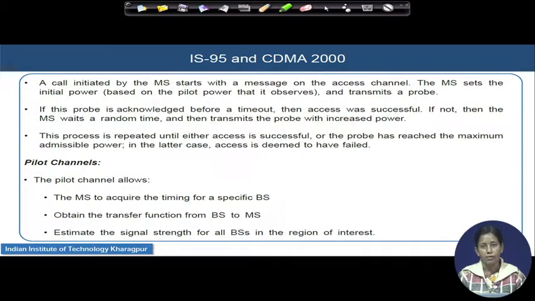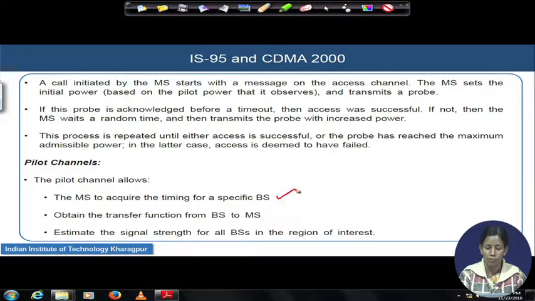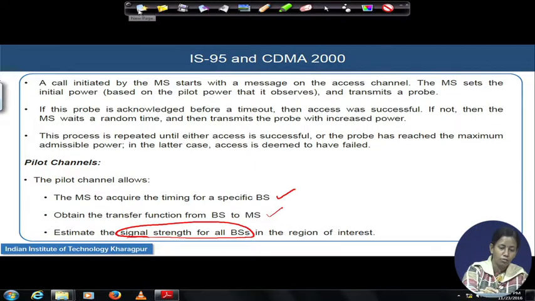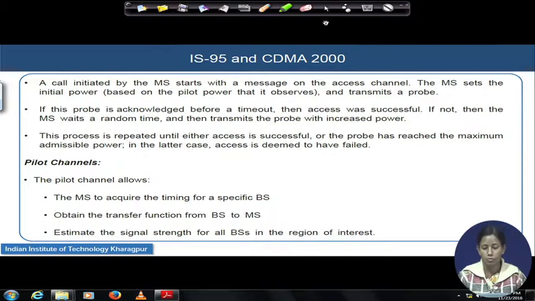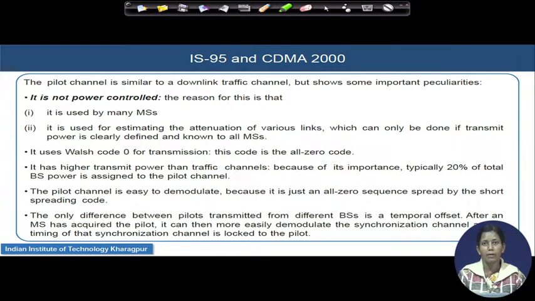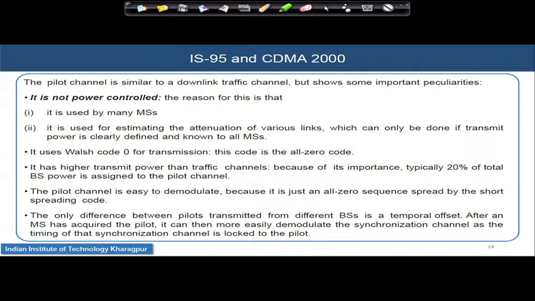Next comes the pilot channels. What information do the pilot channels carry? Pilot channels allow the mobile station to acquire the timing information of a specific base station. It also obtains the transfer function from the base station to the mobile station. It tries to estimate the signal strength of all the base stations in the environment that may be of interest to this mobile station, close to this mobile station, and that may play a very important role during the handoff.